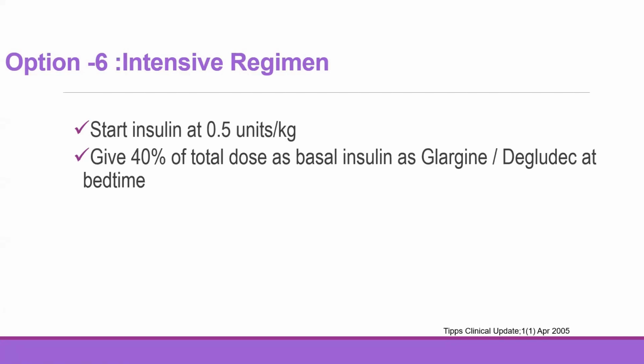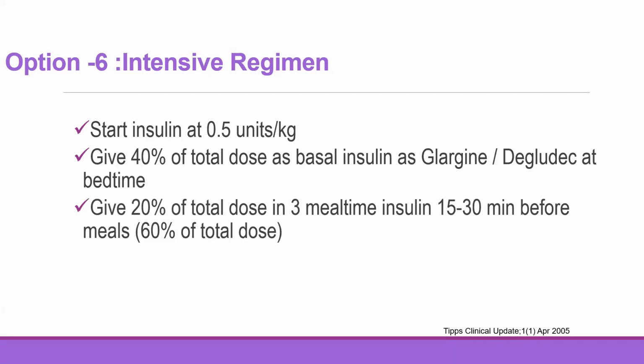You can calculate the total insulin requirement at 0.5 units per kg. So for a 60 kg body weight, we will give 30 units per day, and of those 30 units, 40 to 50% we give as basal insulin. So say 12 or 15 units of basal insulin at bedtime, and the rest of the 60% we will give in 3 divided doses: before breakfast, before lunch, and before dinner.